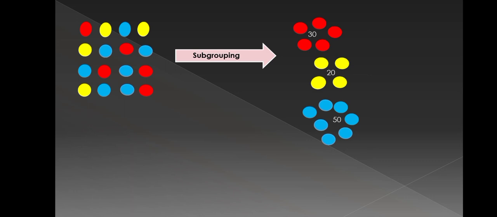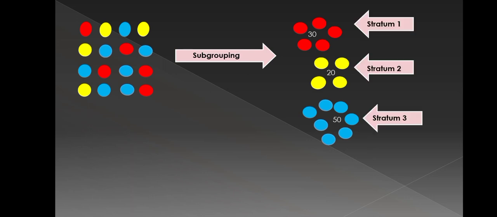So these groups which I have made are called strata, and each one is called a stratum. This is stratum number 1, stratum 2 and this is stratum 3. Now what we have to do is select samples from these strata. From the first stratum, that is from the red chits, I have to select a few samples. Again from yellow I have to select a few samples. Again from blue I have to select a few samples.